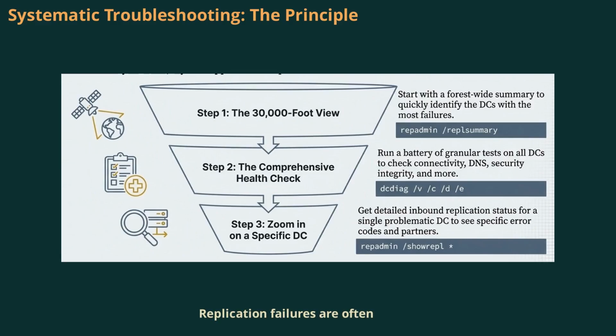Replication failures are often symptoms of deeper infrastructure issues. A systematic, layered approach is essential for effective troubleshooting. Start with a forest-wide summary to identify problematic domain controllers. Then run comprehensive health checks, and finally zoom in on specific DCs to diagnose detailed errors. This structured process ensures that you address root causes, not just symptoms.